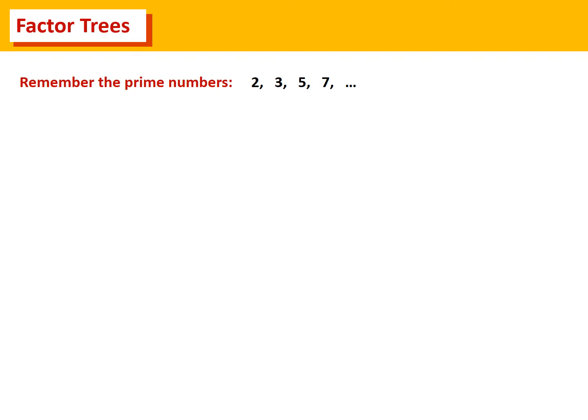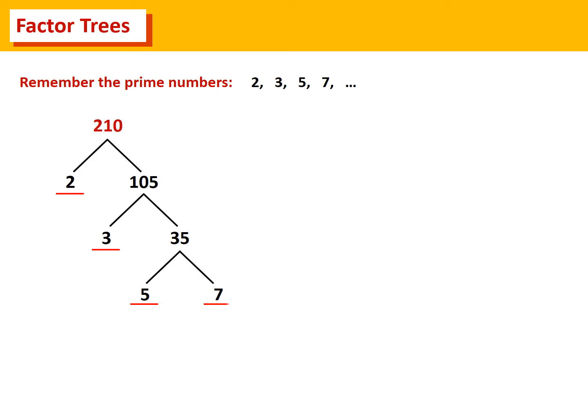In our third and final example, I'm just going to show you that you can break your numbers up in different ways, so your factor tree can be different from somebody else's factor tree. Let's look at 210. We can break that down as 2 because it's even times 105, and we underline the 2. 105 can be broken down as 3 times 35, underline the 3, and I'm sure you can see that 35 can be broken up into, that's right, 5 times 7. So we underline those because they're both prime.